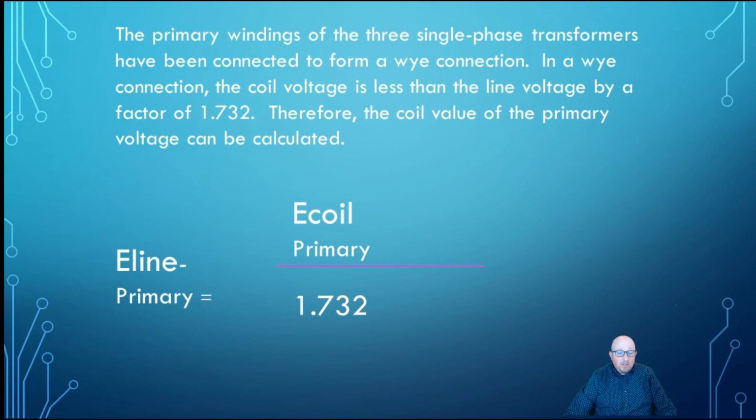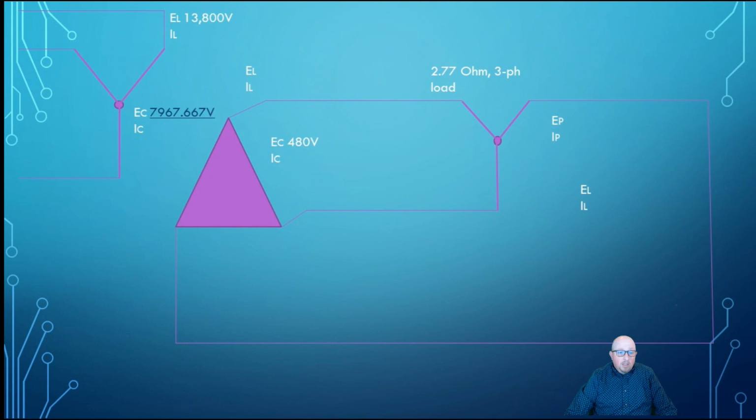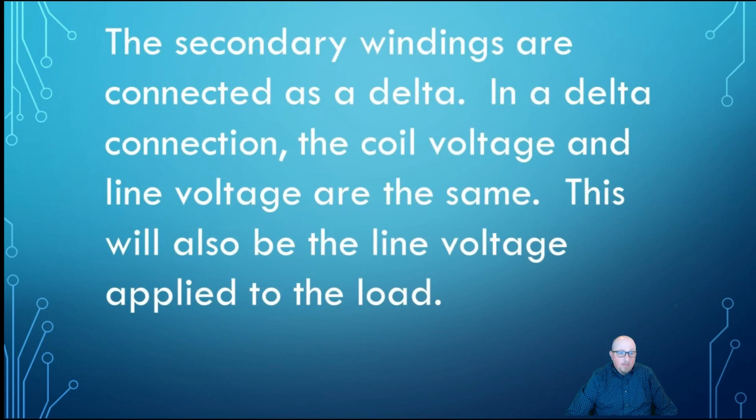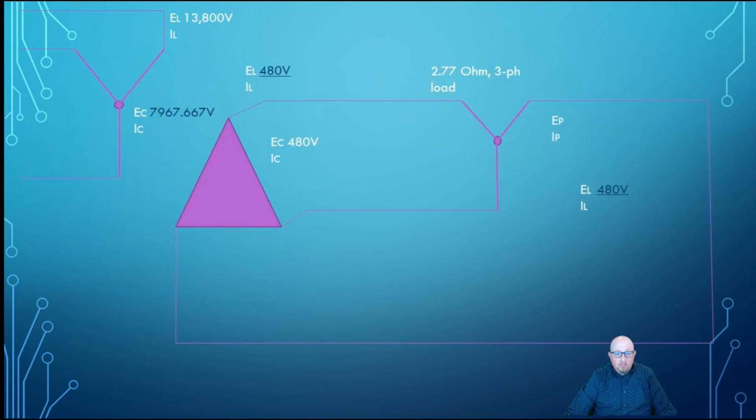Therefore, the coil value of the primary voltage is easily calculated: line divided by 1.732. So I automatically know that my coil voltage is going to be 7,967.667 volts. Very simple math. The secondary windings are connected as a delta, and in a delta, we know the coil voltage and the line voltage are the same. This will also be the line voltage applied to the load. So we already know now that we have voltage in the line and voltage in the load at 480 volts.